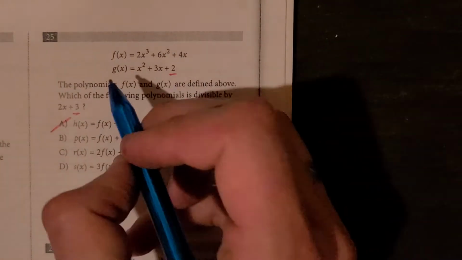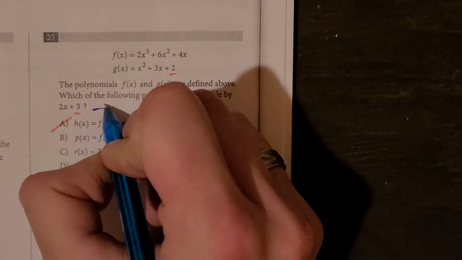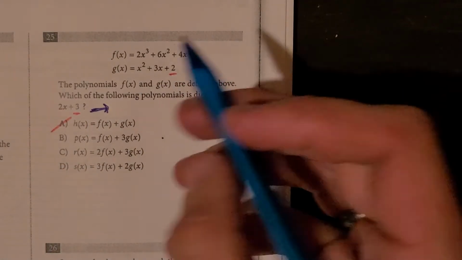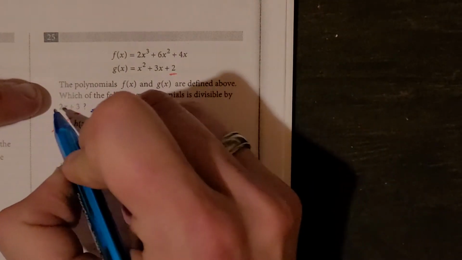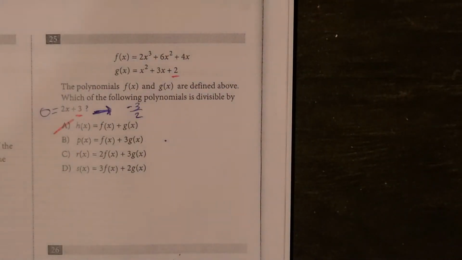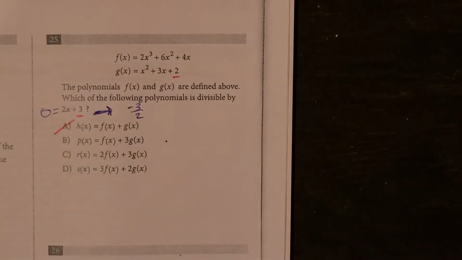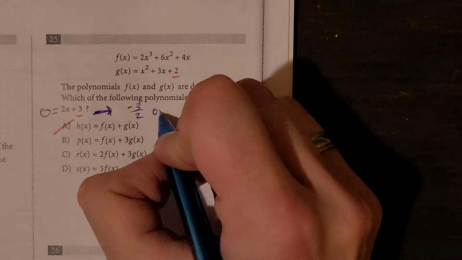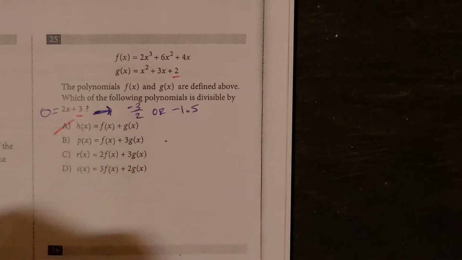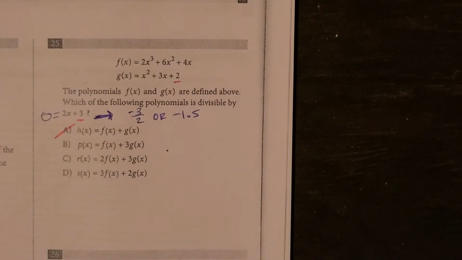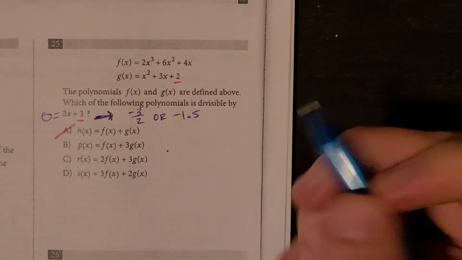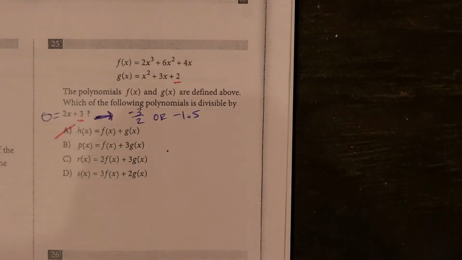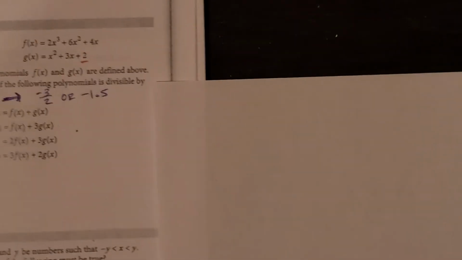Here's a different method too. If 2x plus 3 is a factor, and this is something you learned in my class, then that means one of the zeros would be negative 3 halves, which you would get by setting this equal to 0 and solving for x. Meaning if you plug in negative 3 halves or negative 1.5, then you should get 0. So now I'm just going to go down the line. I'm going to start with B, and I'm going to try it. I'm going to do my scratch work here on a separate sheet of paper.